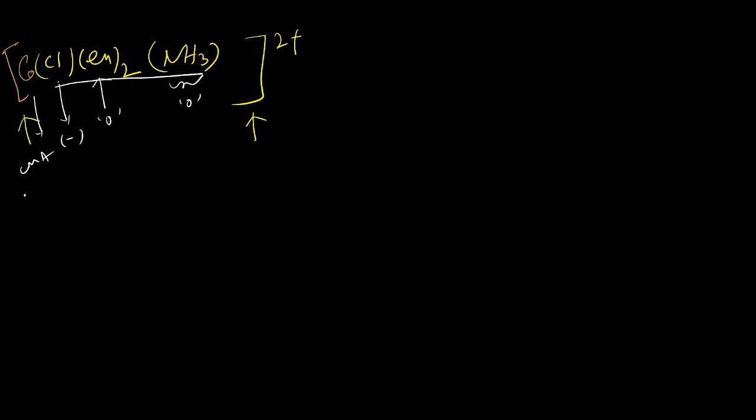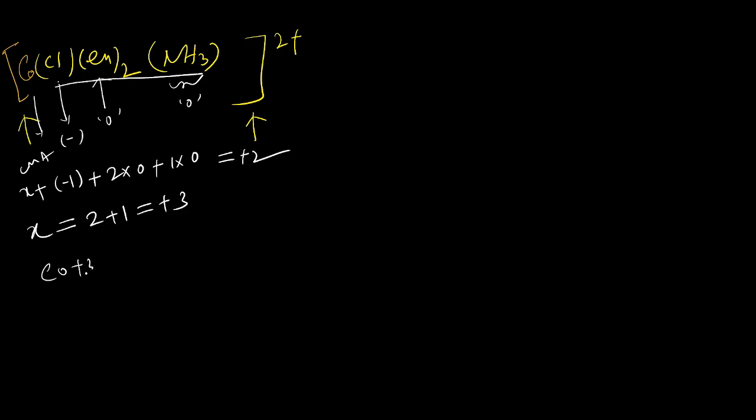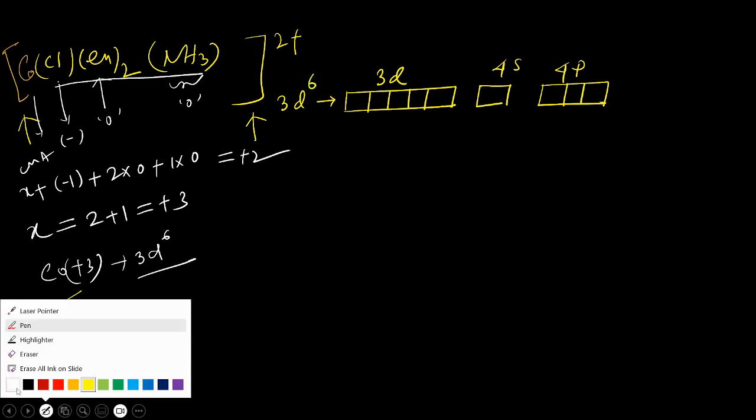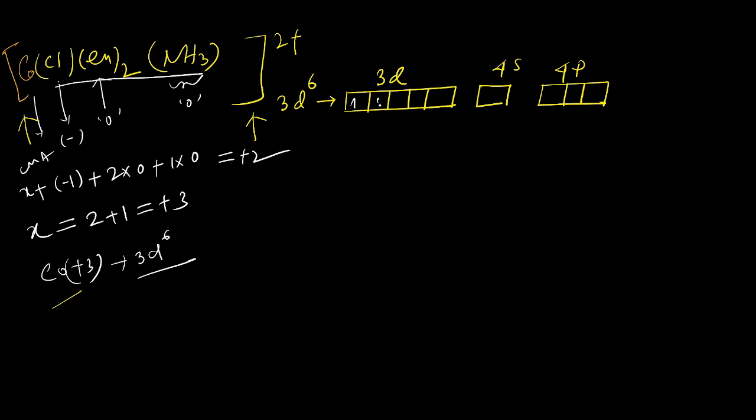Let the oxidation state of the central metal atom be X, plus -1, plus 2 into 0, plus 1 into 0, is equal to +2. That means X is equal to 2 plus 1, that means +3. Here the central metal atom cobalt is in +3 oxidation state. Cobalt 3 plus has 3d6 electronic configuration in its valence shell. So the electronic configuration of its valence shell becomes like this.